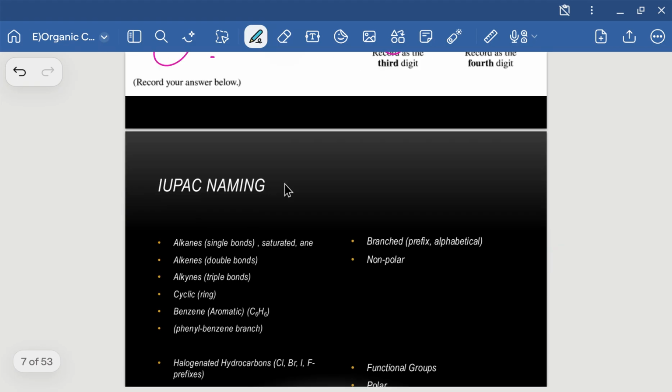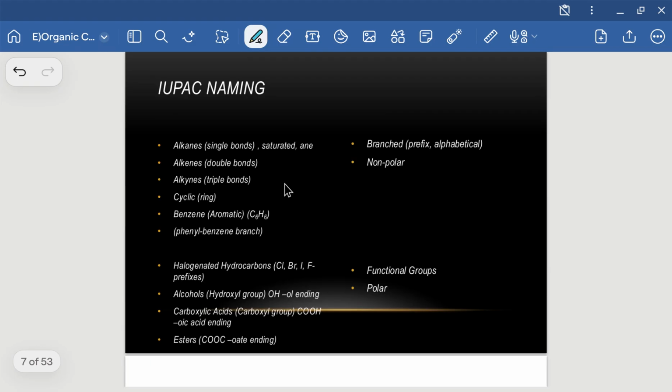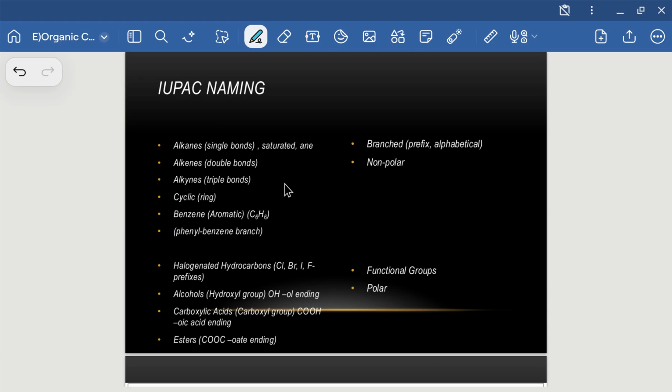Then a huge portion of organic in grade 12 is just naming and drawing. So we want to be able to name alkanes, knowing that that's single bonds, knowing that they're saturated, and that they end in A-N-E. You want to know how to look at alkenes, so knowing those are double bonds, alkynes, triple bonds. And as soon as you have a double or triple bond, you are unsaturated. You want to know how to name cyclic, benzene, and benzene is always aromatic. And if you have benzene on a branch, it's called phenyl. You want to know how to name your branches, and you want to tell if it's polar or nonpolar.